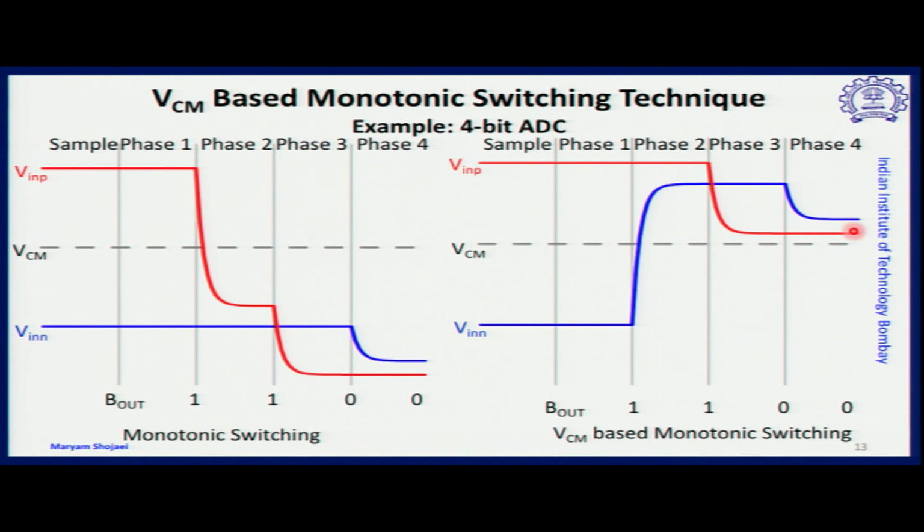So therefore, we will always have monotonic switching, but the amount of switching is less and the number of capacitors has reduced, and we also have smaller values of capacitors. In fact, capacitors 2C and 4C, which are necessary for 3-bit and 4-bit conversion, will reduce for the VCM-based monotonic switching.